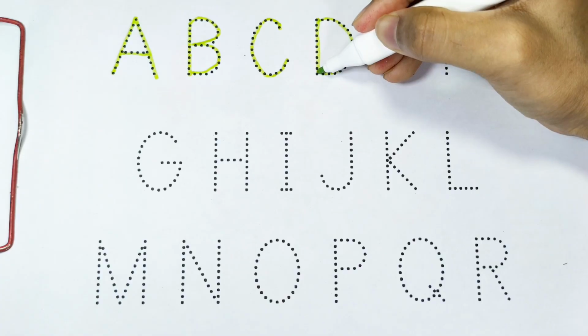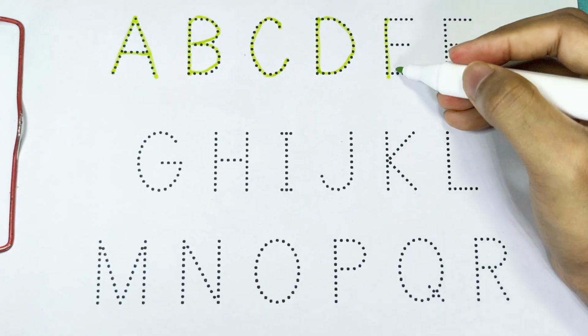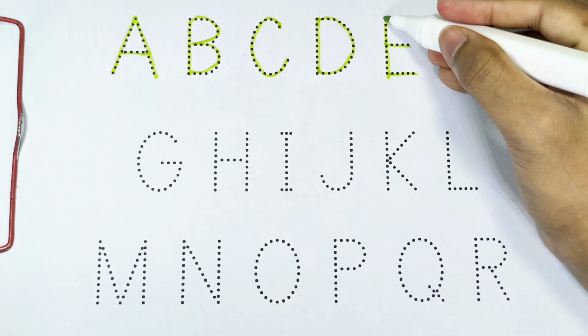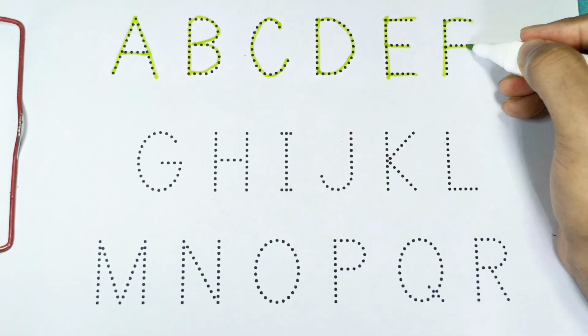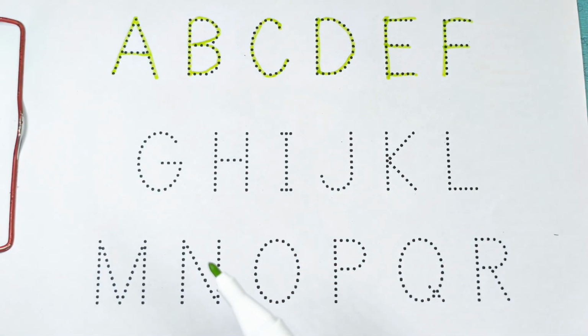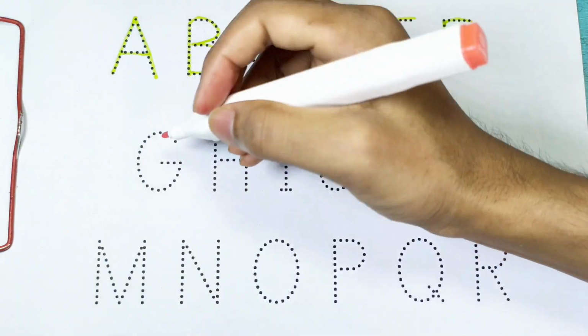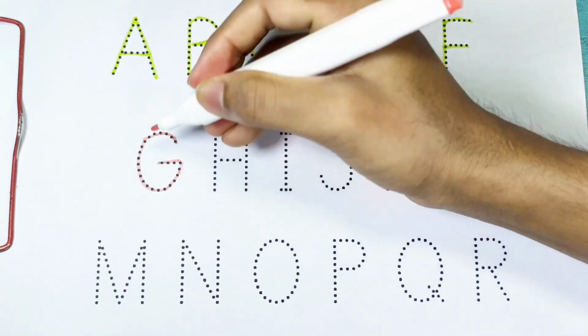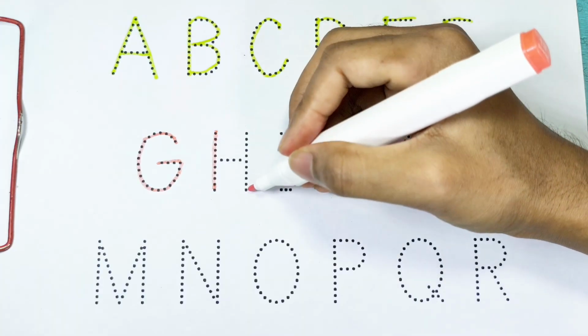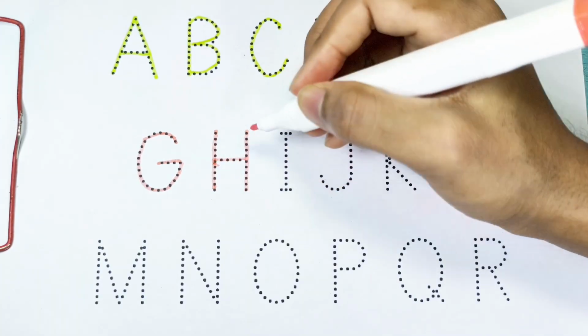Stay with us. The next one is E. E for egg. The next one is F. Exactly, F for fish, F for fan. Now we are using the color of scarlet, writing the alphabet of G. The next one is H. H for hand. The next one is I.